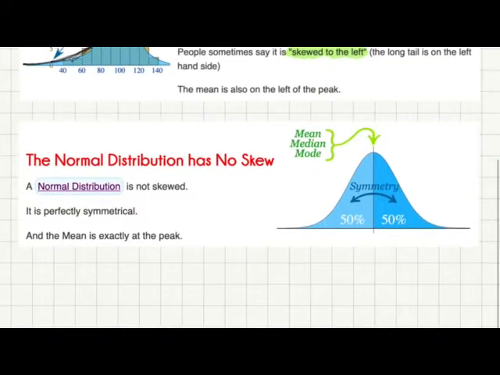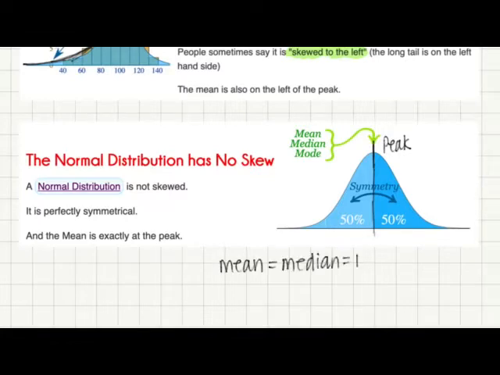Then we have what's no skew. This is completely a normal distribution. It's perfectly symmetrical, so you have just as much data on the left-hand side of the peak as you do on the right. And this peak is where the mean occurs, the median occurs, and the mode. So the mean is equal to the median, which is equal to the mode. When all three of those are equal, you end up with this normal distribution.